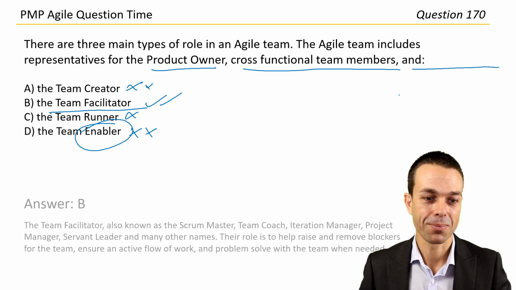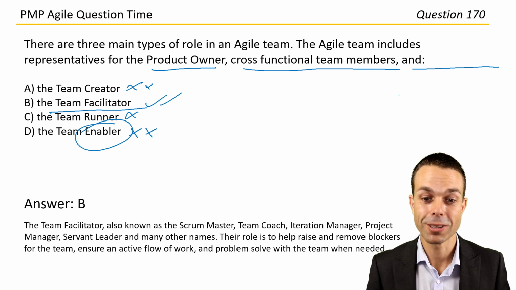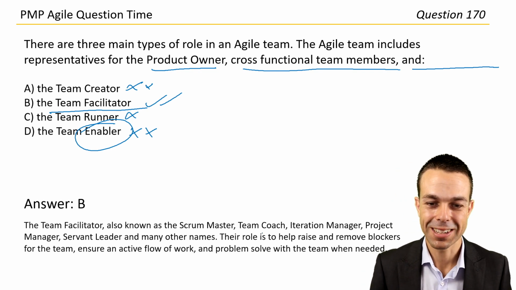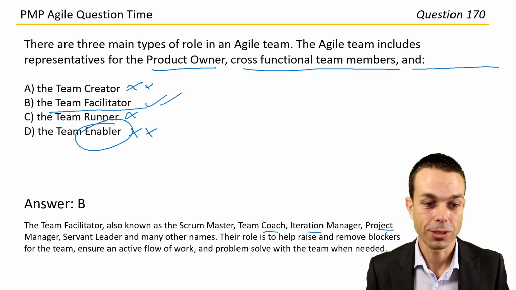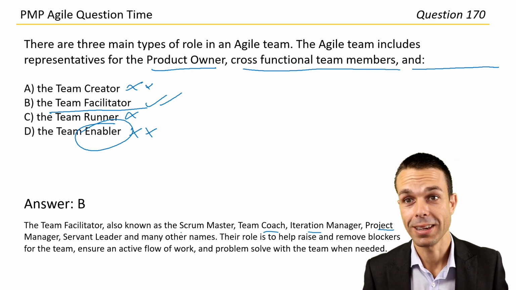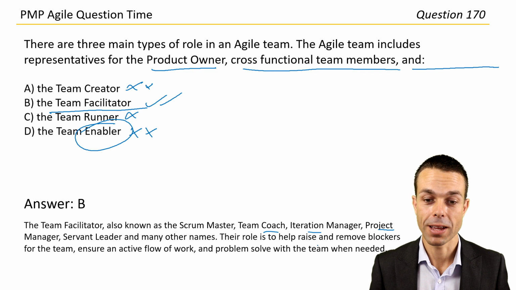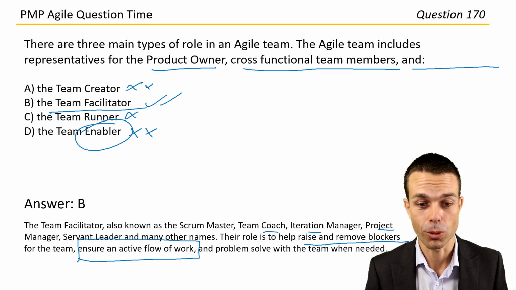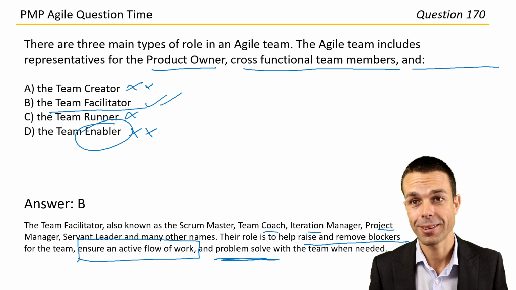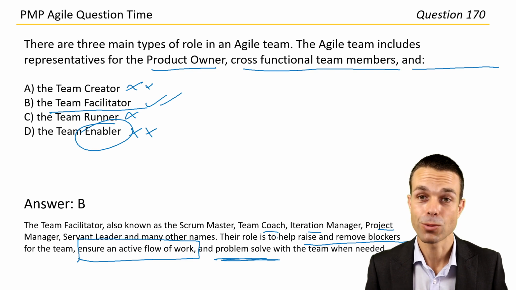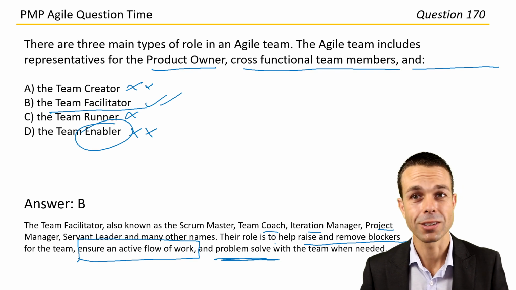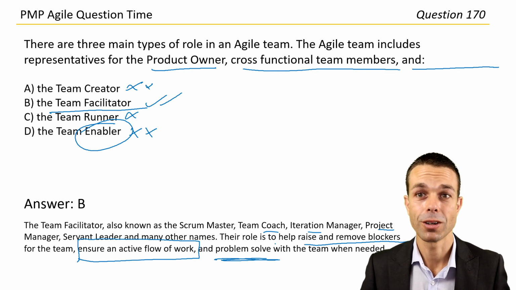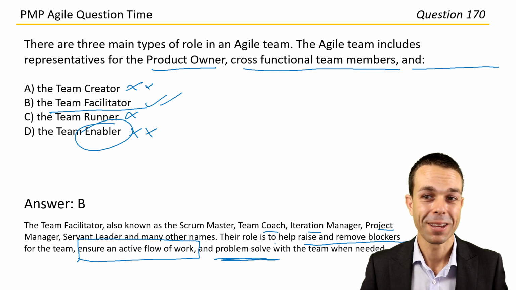Let's go with answer B. The team facilitator, also known as Scrum Master, team coach, iteration manager, project manager, servant leader, or any other Agile name there. Their role is to help raise and remove blockers for the team, ensure an active flow of work, very important, and problem solve with the team when needed. And this role, because of that, even though it may seem like an extra role, is extremely important. It helps that flow of work and removes those blockers. Really, really great. All right, good one.